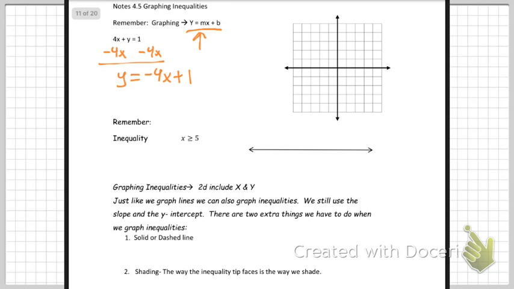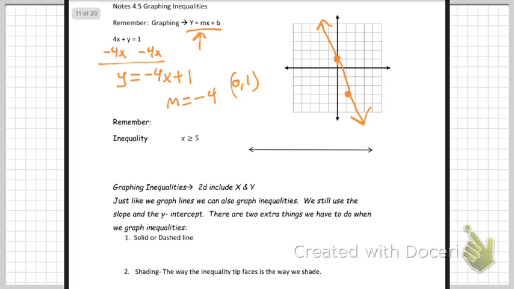To graph this line, I need two things. I need to know the slope, which is negative 4, and I also need the y-intercept, which is (0, 1). So I'm going to plot the point (0, 1), and my slope is negative 4, so from here I'm going to go down 4, over 1, and I'll draw my line. So that's graphing a line, a little bit of review.